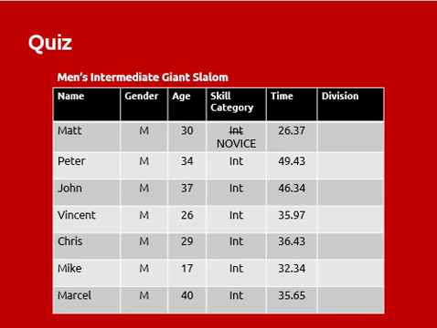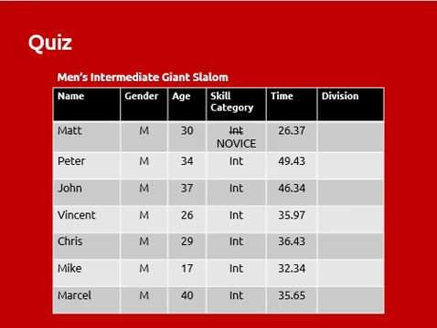Number 1. How many divisions did you end up with? 2, 3, or 4? Number 2. True or false? One of the divisions ended up with a single athlete in it. Number 3. If Division M1 was the fastest division, how many athletes are included in Division M1? 3, 4, or 5? Number 4. True or false? 7 male athletes are going to compete in the men's intermediate giant slalom race.